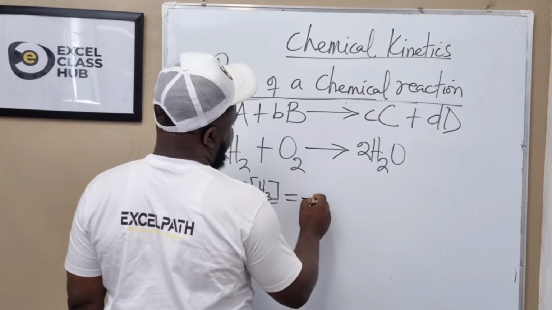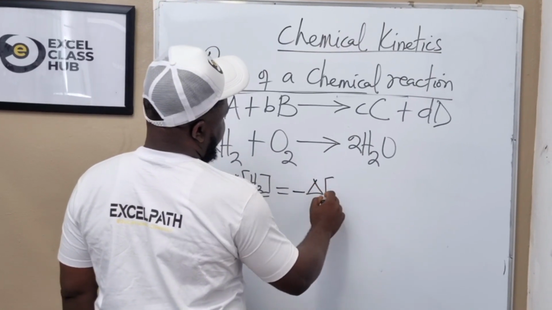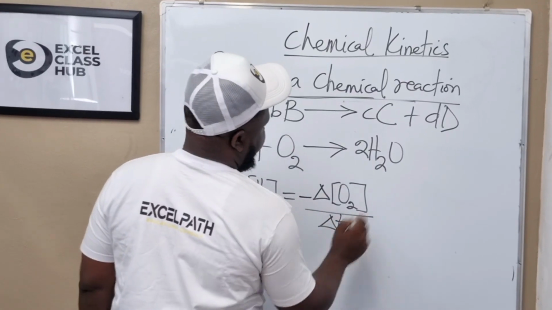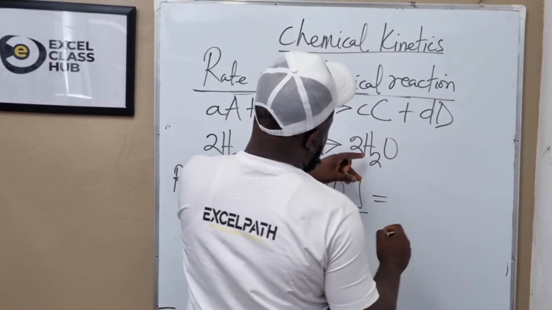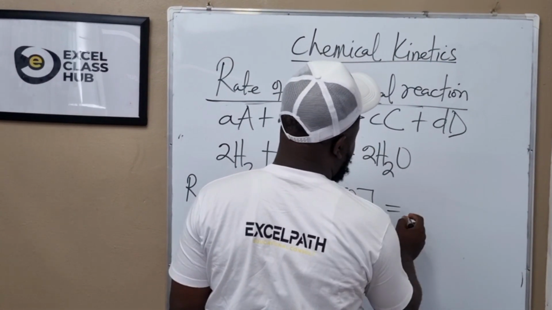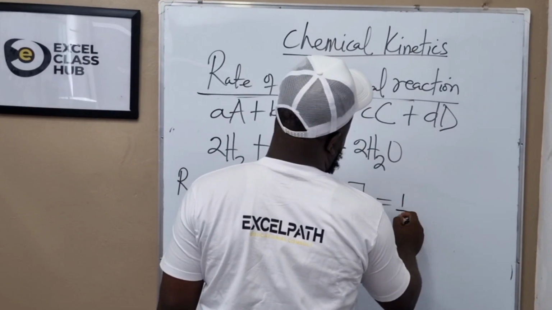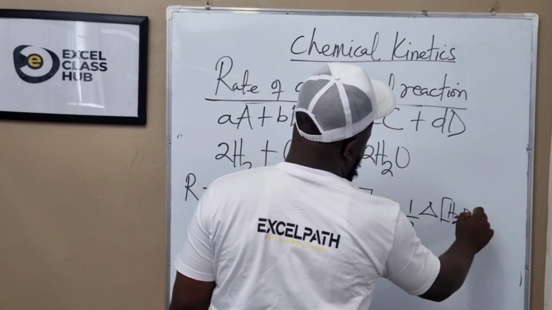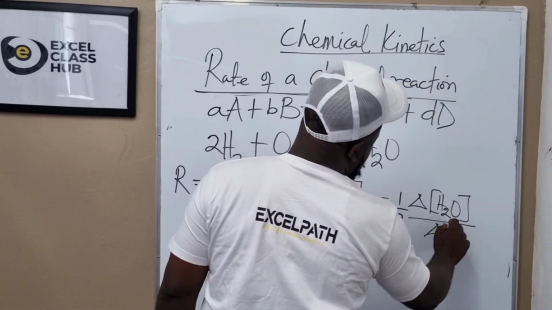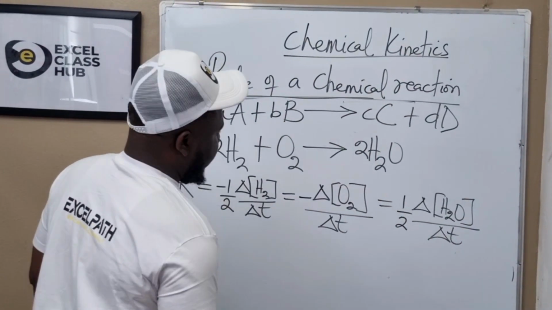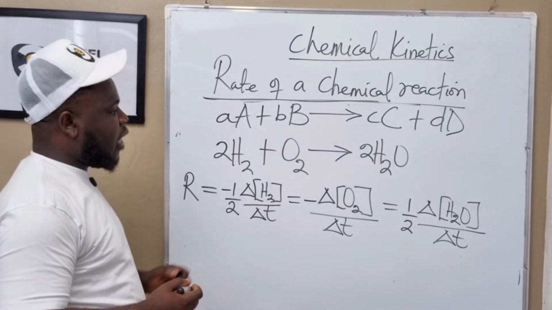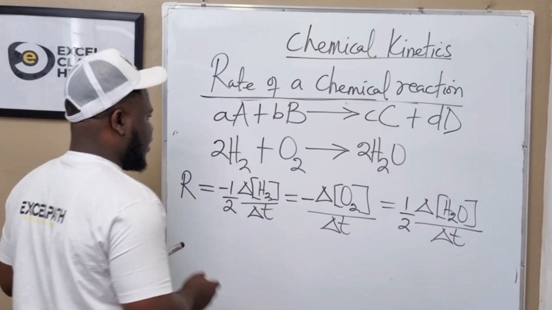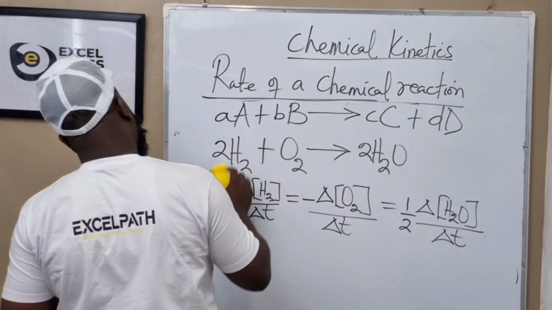So let's just put minus change in the concentration of O2 all over change in time, which is equal to, now, this is a product, so it will not carry a negative sign, like we said earlier. So that gives us what? 1 over 2, change in the concentration of H2O all over change in time. So this is how to write the rate expression for reactions. Okay, let's take one more example on that.